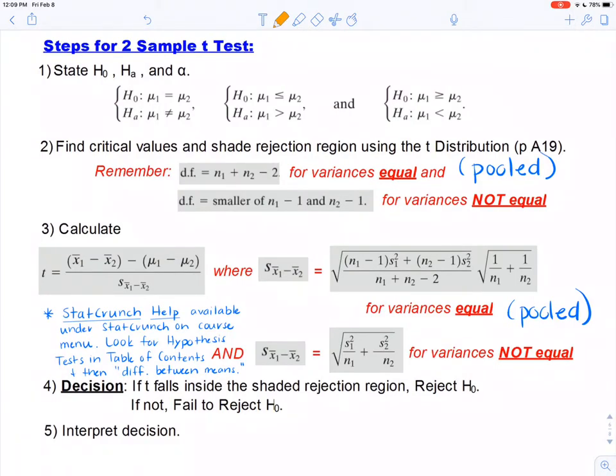Now, beyond that, this is going to look like any other hypothesis test. All right, so again, main differences from one test to another, how we get the rejection region and critical values, and how we calculate the standardized test statistic.